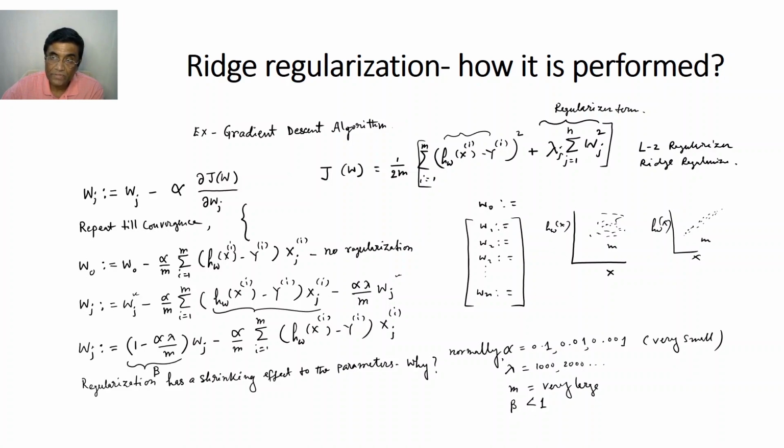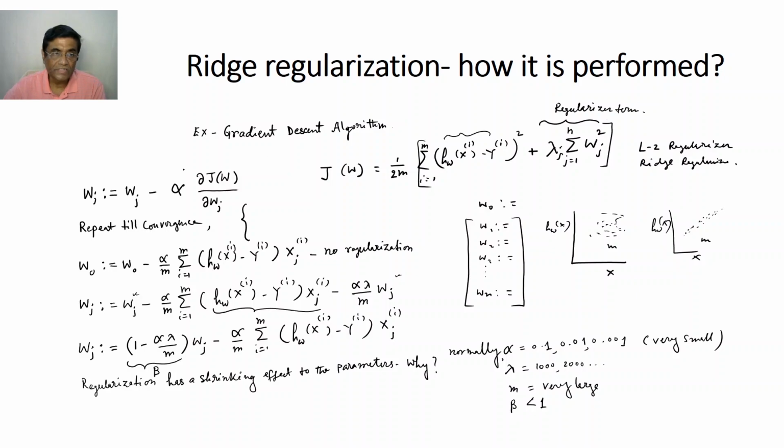And now we have kept the summation of wj square, j equals 1 to n. n is the number of features. m is the number of samples, the sample size, and n is the number of features which my data has, and my predictor should have parameters attached with each of the features. So this is my parameter, wj square. So this is the regularizer term.